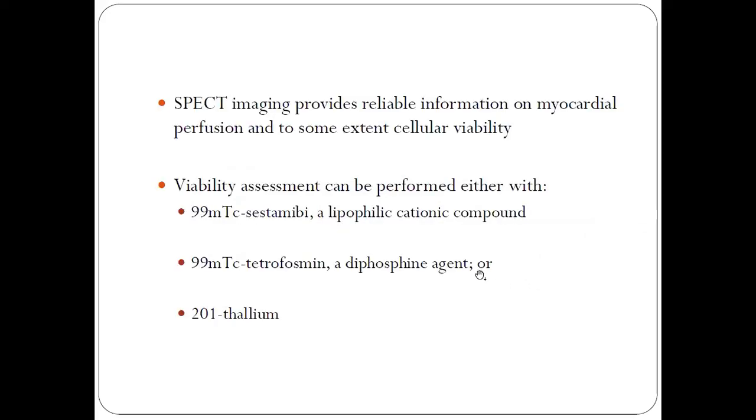Going to SPECT. SPECT imaging provides reliable information on myocardial perfusion and to some extent cellular viability. So basically this assesses the myocardial perfusion. Viability assessment can be performed with either technetium-99m sestamibi or technetium tetrofosmin, or thallium-201.